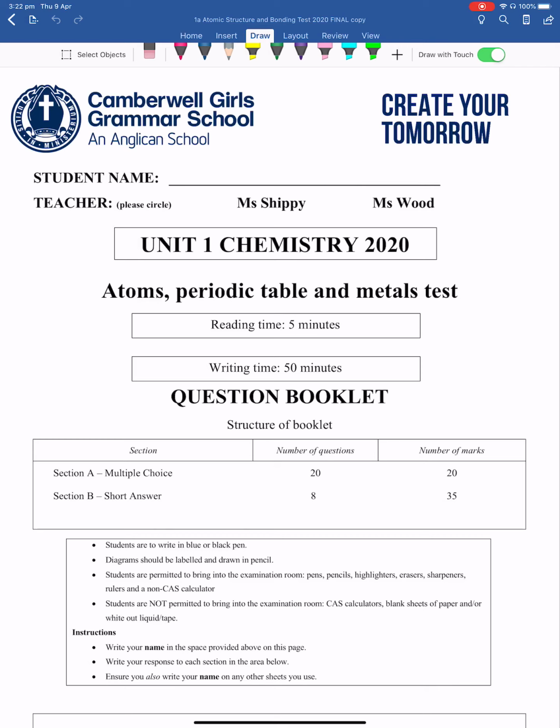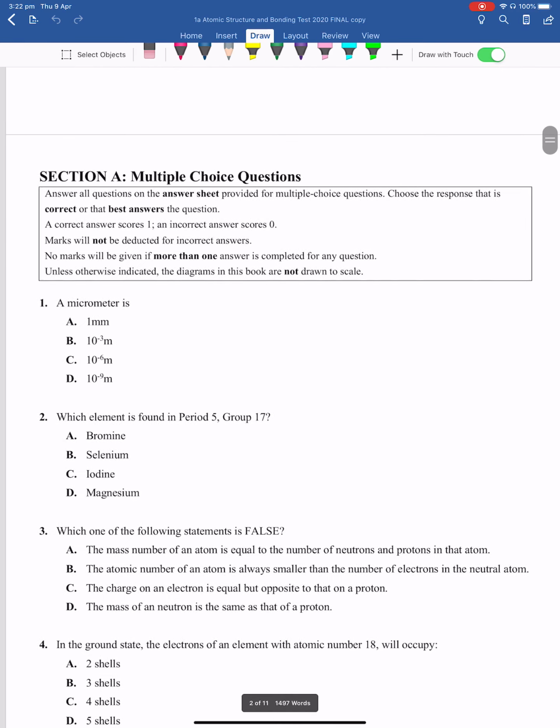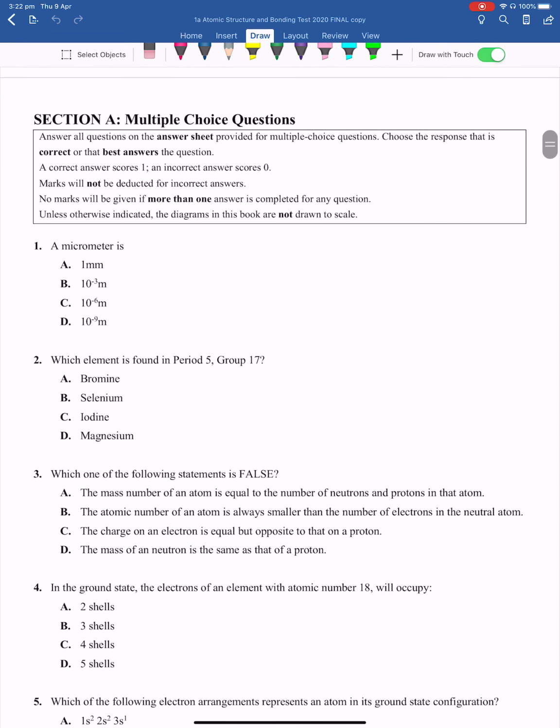Hi girls, and welcome to the run through of the multiple choice section of the first chemistry test for Year 11 this year. So I'm just going to scroll down and go through the multiple choice questions here.